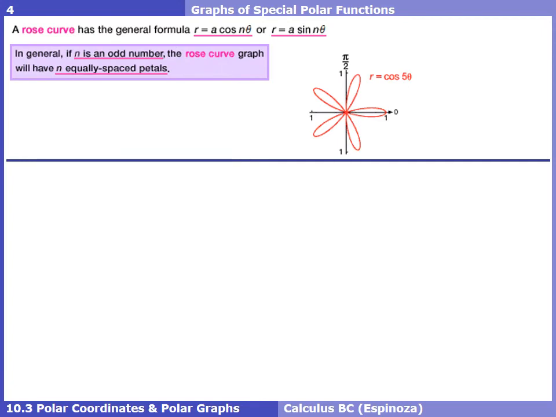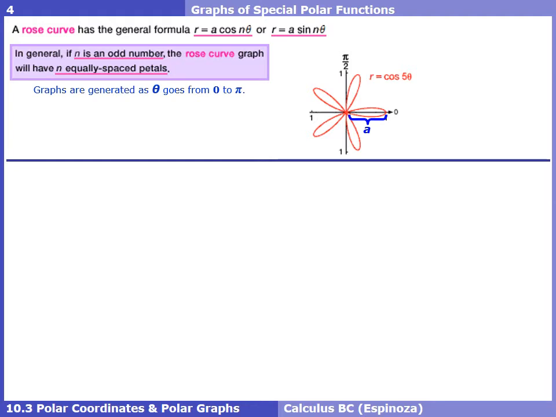In general, if n is an odd number, the number in front of theta, if that number is an odd number, the Rose curve is going to have n equally spaced petals. And you can see here, if we graph r equals cosine 5 theta, we see 1, 2, 3, 4, 5 petals, and they're all equally spaced. The length of each of these petals is the number in front of your cosine here. And you can see there's of course an invisible 1 here, so the length of our petal is 1.